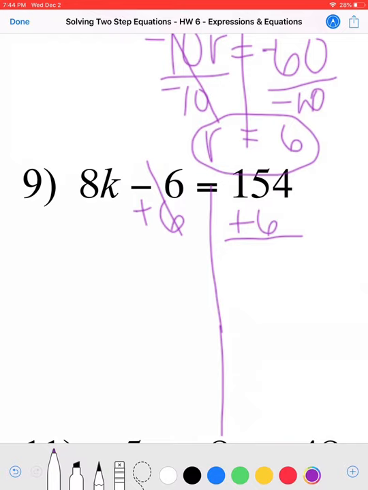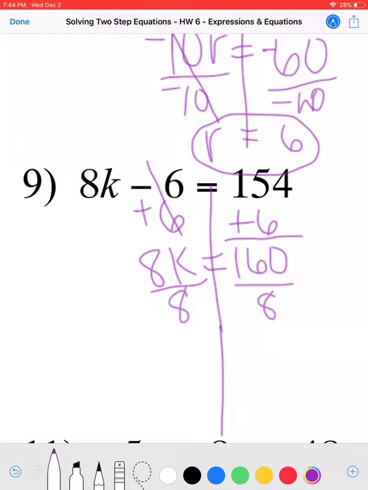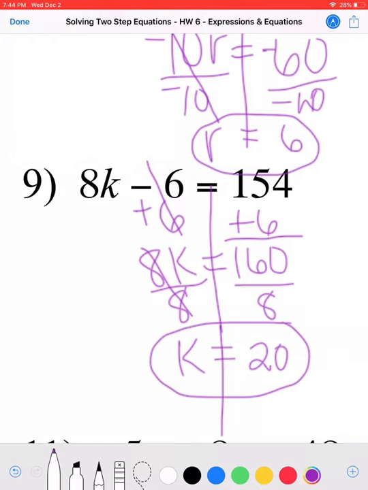I cannot tell y'all enough. Get these steps down because they are crucial to the rest of your math career. Okay? So 154 plus 6 is 160. And we bring everything else down. This is saying 8 times k. So we do the opposite of multiplication, which is division. We're going to divide by 8. This side cancels out. We're left with k equals 160 divided by 8 equals 20. Both of these are positive numbers, so your answer is going to be positive.